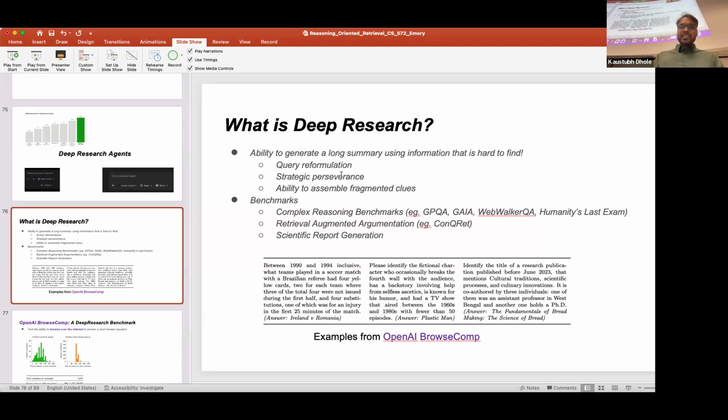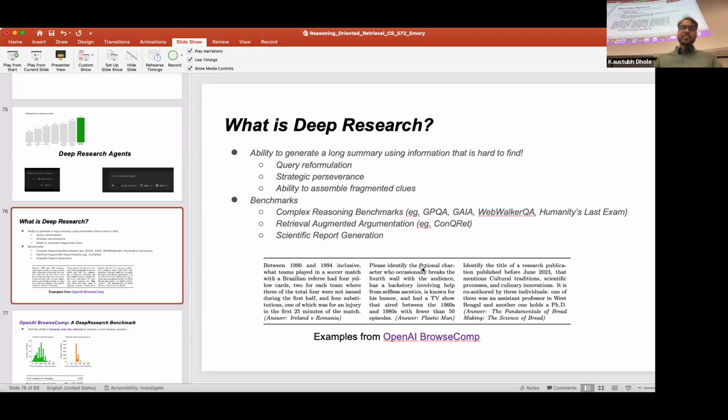And there are different benchmarks. For instance, we created a benchmark called ConQRet, which was for controversial questions and long form argumentation. Here we give a controversial query, and we have different sources of evidence, and using them, we need to generate a long form answer.